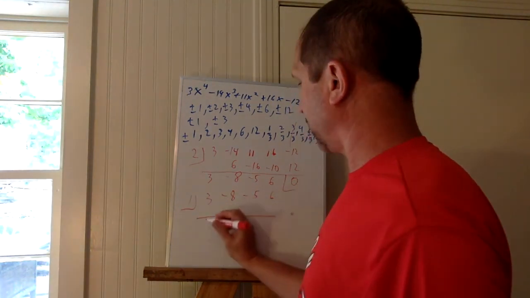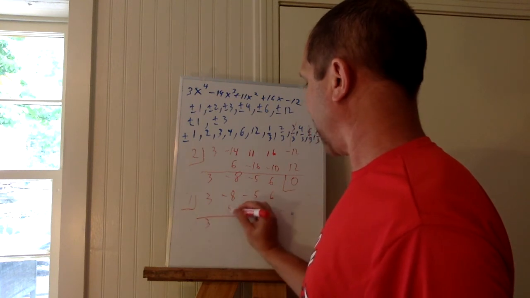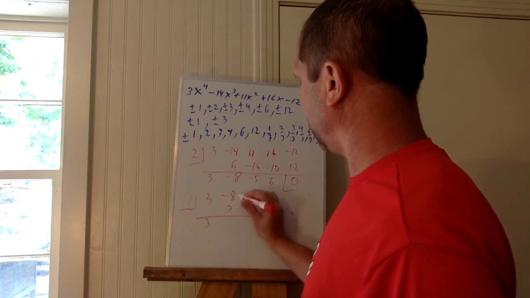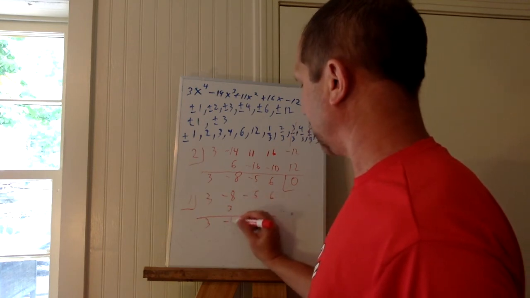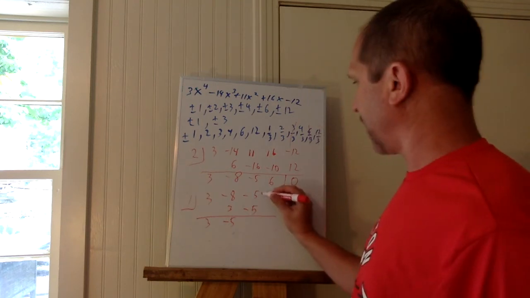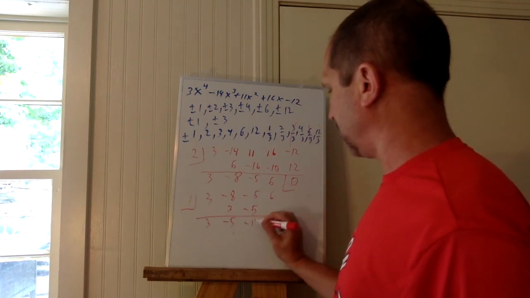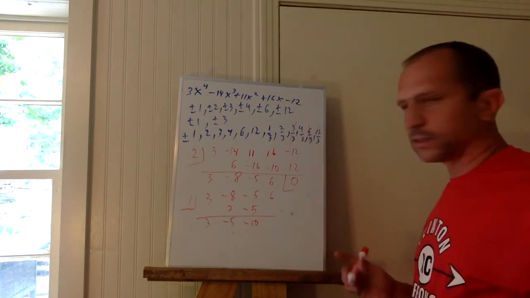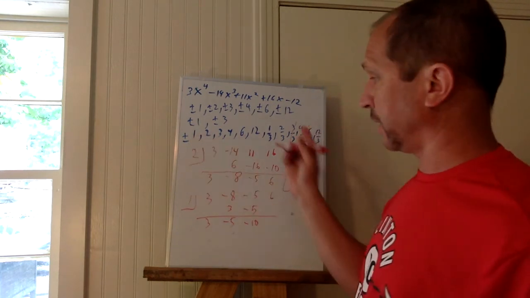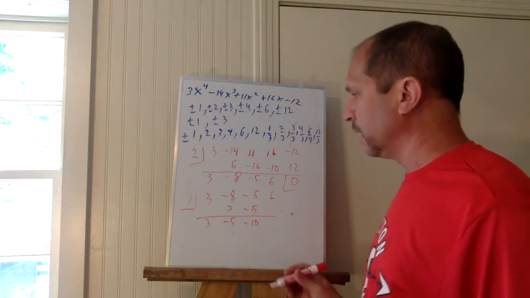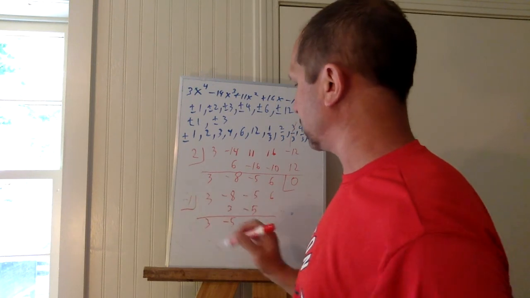All right, so I've got 3. 1 and 3 is 5. What in the world? I'm getting ahead of myself. 1 and 3 is 3, -8, and 3 is -5. That's -5. All right, -5 and -5 is -10. And, okay, that's not going to work. So now I can cross out +1 because it does not work. Let's go with a -1 and see if it works.